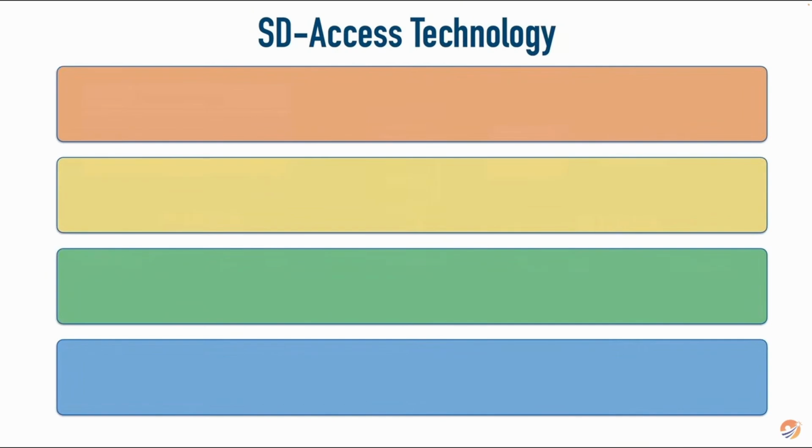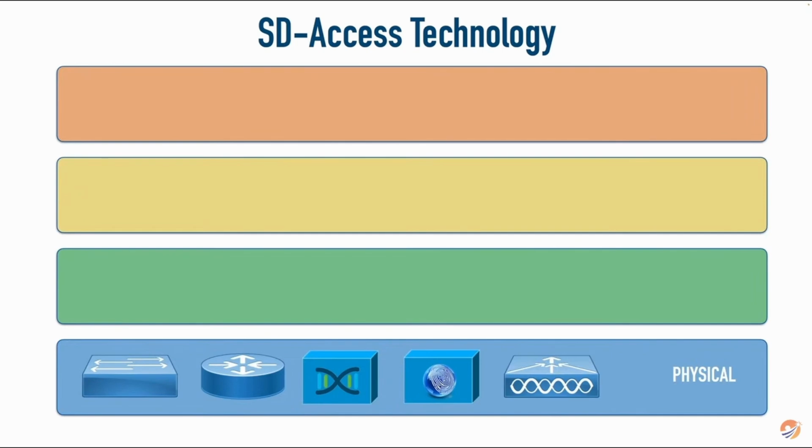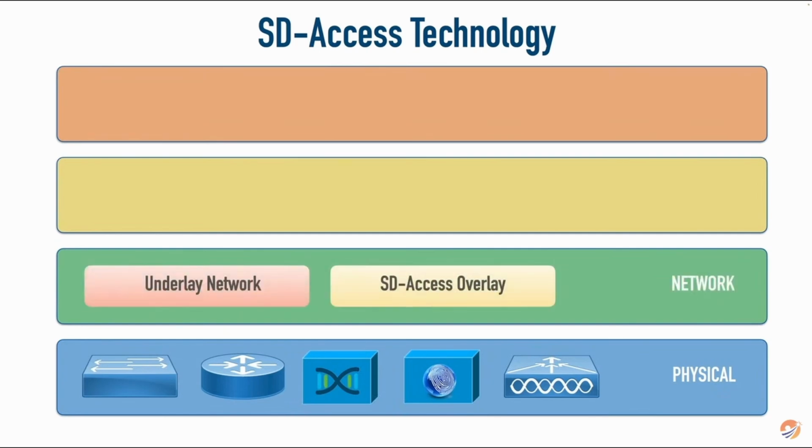And again, we'll break this into different layers, beginning down at the bottom, the physical layer. And the physical layer is made up of our actual infrastructure devices. Here we might have things like routers and switches, wireless LAN controllers. Up at the network layer, we have both the physical underlay network and the virtualized network that lies on top of the underlay network, the SD Access overlay network.